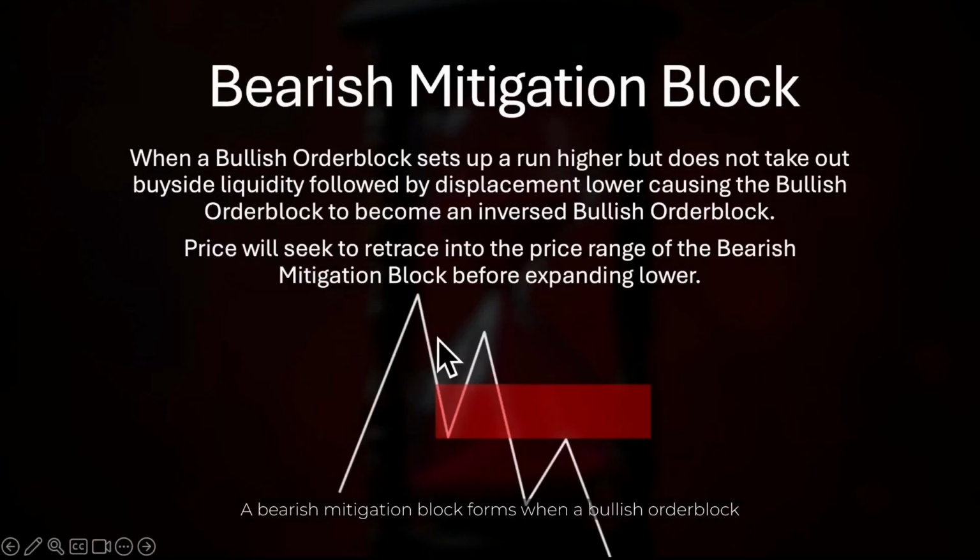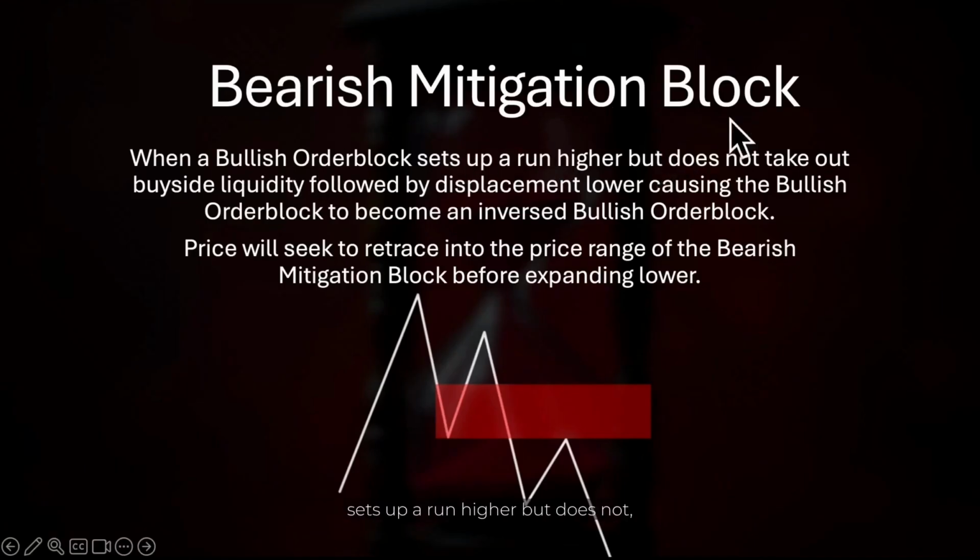A bearish mitigation block forms when a bullish order block sets up a run higher but does not, pay attention to the word does not, take out buy side liquidity, followed by a displacement lower, causing the bullish order block to become an inverse bullish order block. Price will seek to retrace into the price range of the bearish mitigation block before expanding lower.